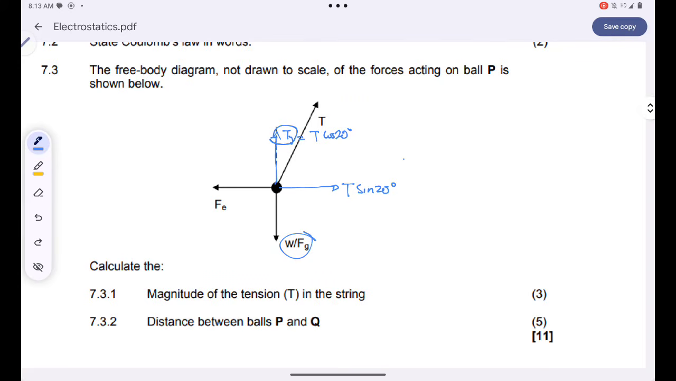Are you together? F net for the vertical dimension is equal to 0. The charge is not moving, it is stationary. Are you together? Which simply means Ty minus the weight is 0, and hence Ty is equal to the weight. But Ty is just T cos of 20 degrees. And then the weight is mass multiplied by gravity.